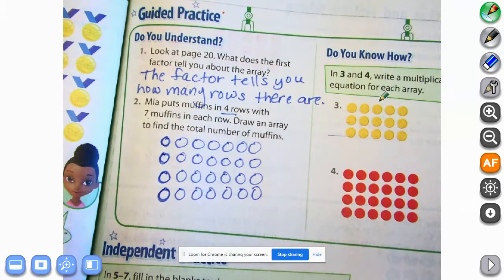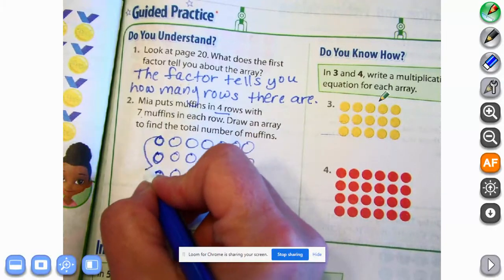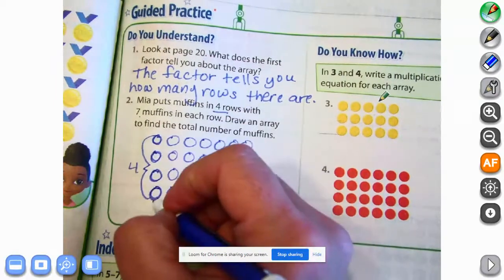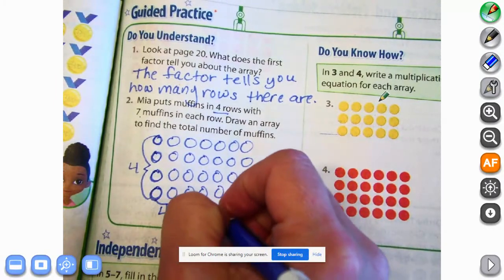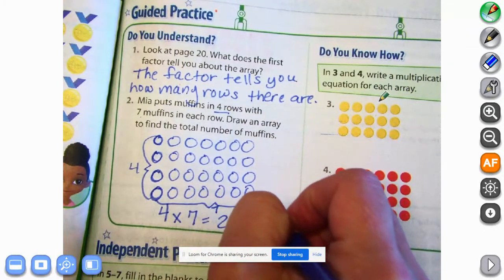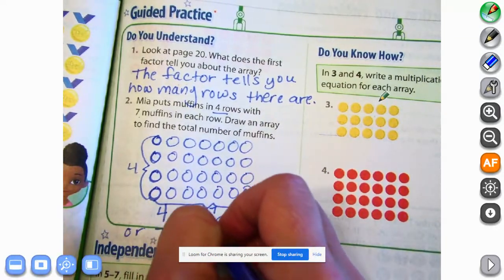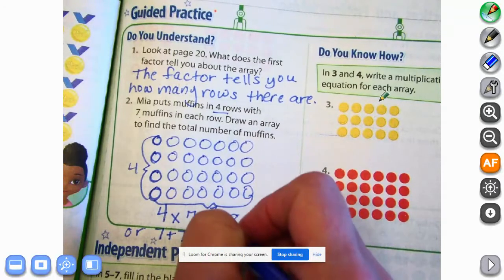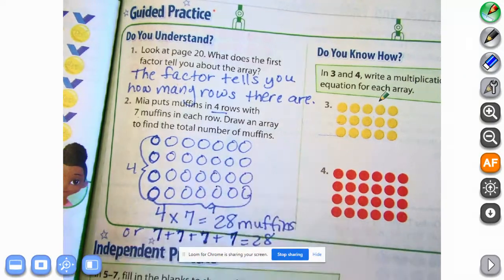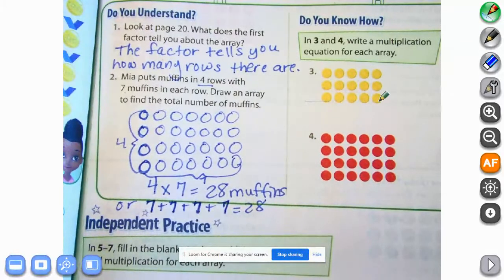Okay. We've done an array that shows 4, which is this number right here, groups of, and then we have this group down here, 7. 4 groups of 7 is 28 muffins. Or 7 plus 7 plus 7 plus 7 equals 28. Both of those are the same problem. Okay? Now go ahead and pause if you need to get those written in.